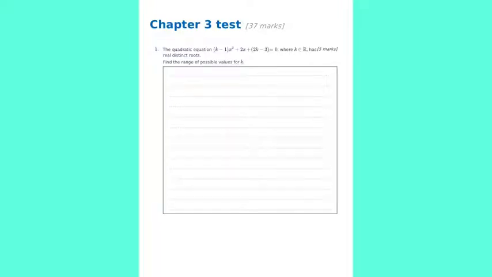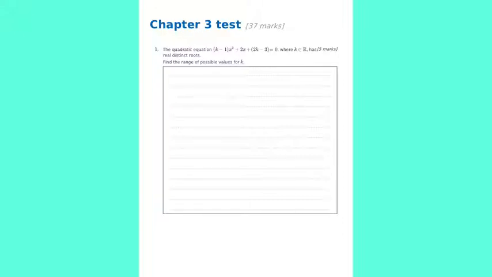Chapter 3 Test. Question 1. The quadratic equation (k minus 1)x squared plus 2x plus 2k minus 3 equals 0, where k belongs to all real numbers, has two real distinct roots. Find the possible range of values for k.